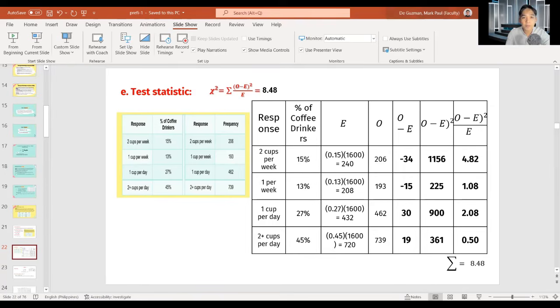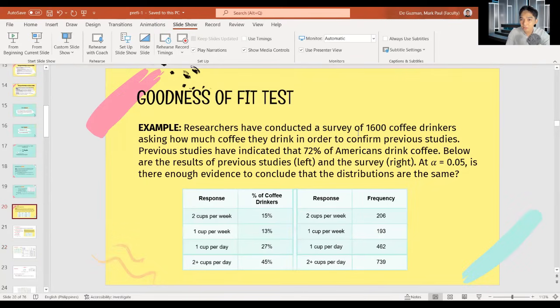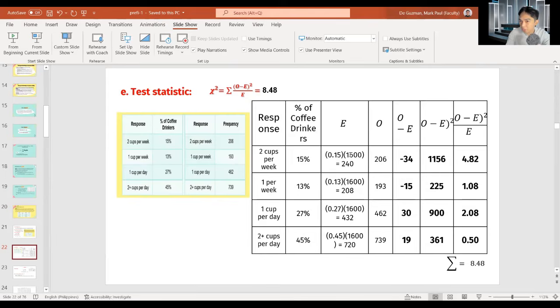Dito sa 2 cups, pansinin natin na may 15%. So, i-multiply lang natin dun sa ating population. Ang population natin, according sa our given, is 1,600. Kaya notice ninyo, meron tayo ditong 0.15. Saan galing si 0.15? Yan yung decimal equivalent ng 15%. So, to get the 15% of 1,600, we need to multiply 0.15 times 1,600. Kaya nakuha natin si 240.